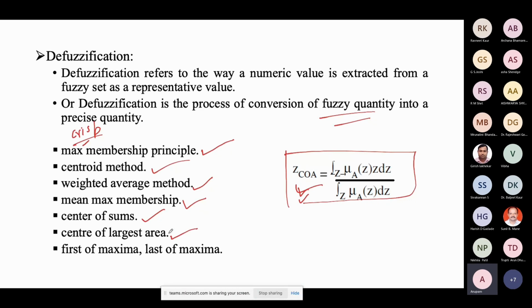Suppose we are applying this controller to some application where time doesn't matter, right? Then we can go for a very accurate defuzzification technique.